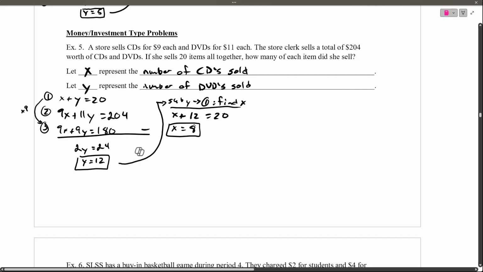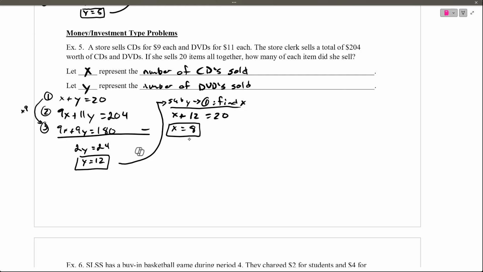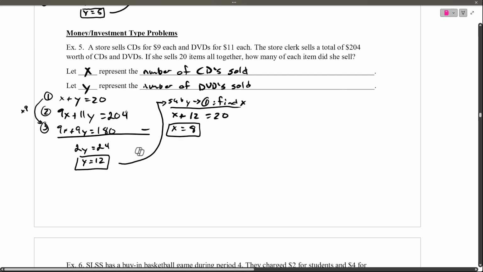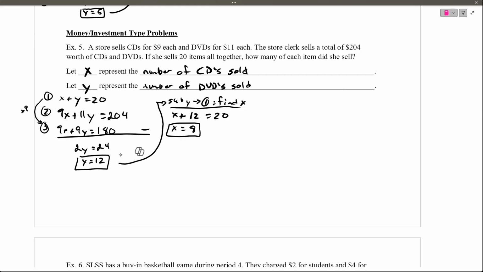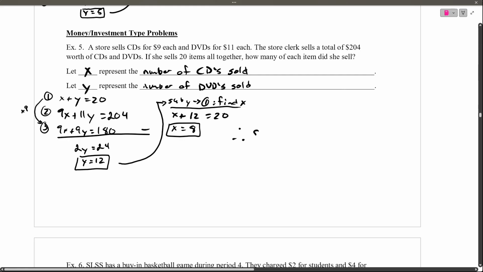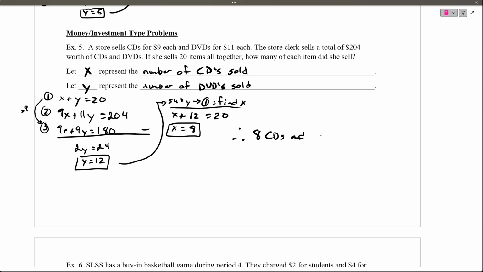So what that means is we bought 8 CDs and 12 DVDs, a combined total of 20 items. 8 plus 12 is 20. And if you multiplied these through, you would end up with $204. 8 times $9 plus 12 times $11, and we get $204. Okay, so therefore, statement time. 8 CDs and 12 DVDs were sold.